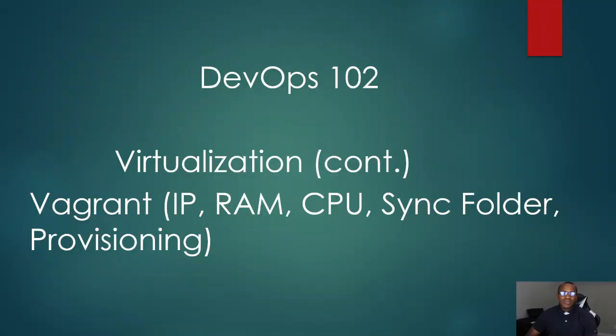My name is Enoch. Today we will continue in our series on virtualization. And we'll be looking at how to set up your Vagrant file, how to give an IP address, how to set up the RAM, the CPU, how to sync a folder, and how to do your provisioning. Maybe you want to provision your environment with some application, maybe HTTP, or maybe you need to install some other packages that you think you will need. You can just install them using your Vagrant file, and that's what we are going to be looking at today.